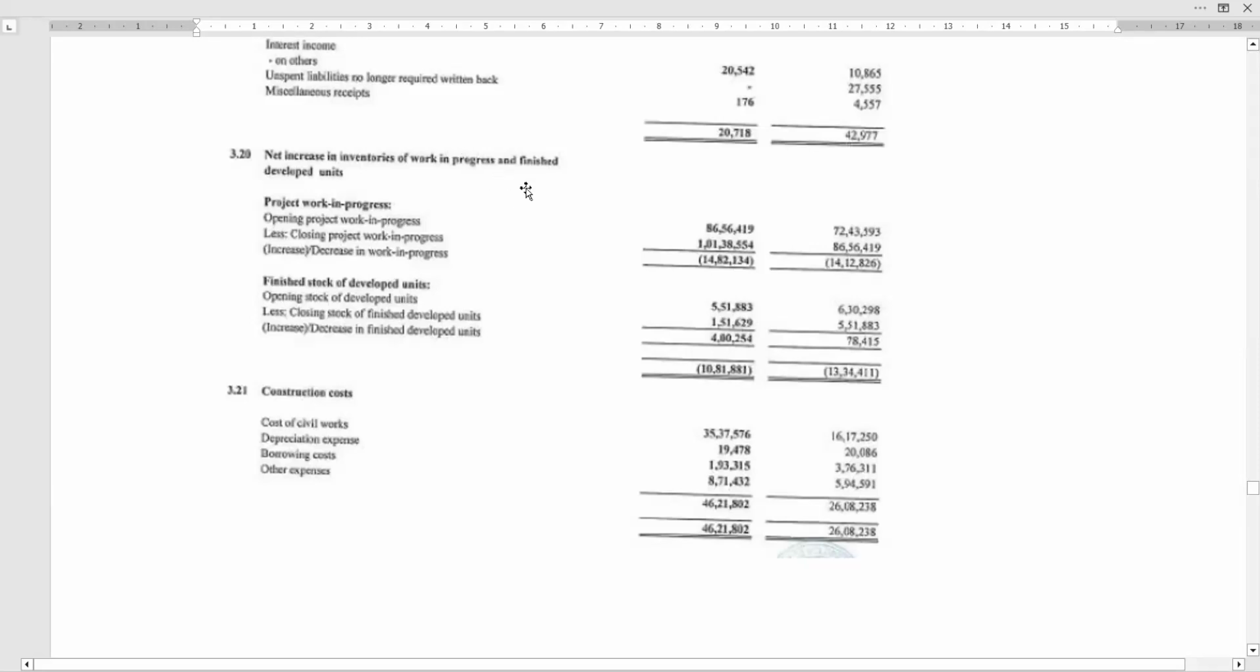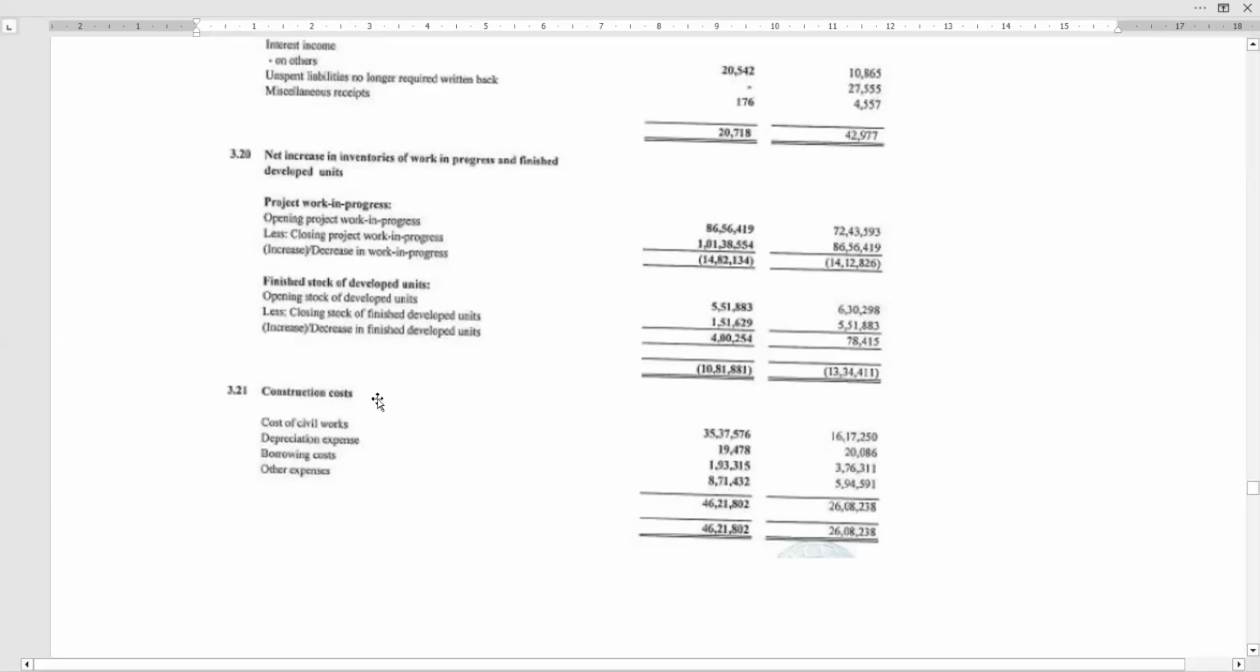Okay. Sir, we are talking about expense, and why are we saying negative? Yeah, because 14 lakh value has been increased during the year. Opening minus closing is the increase in work in progress. So this much cost I am transferring from the current year expense to inventories, that is balance sheet.